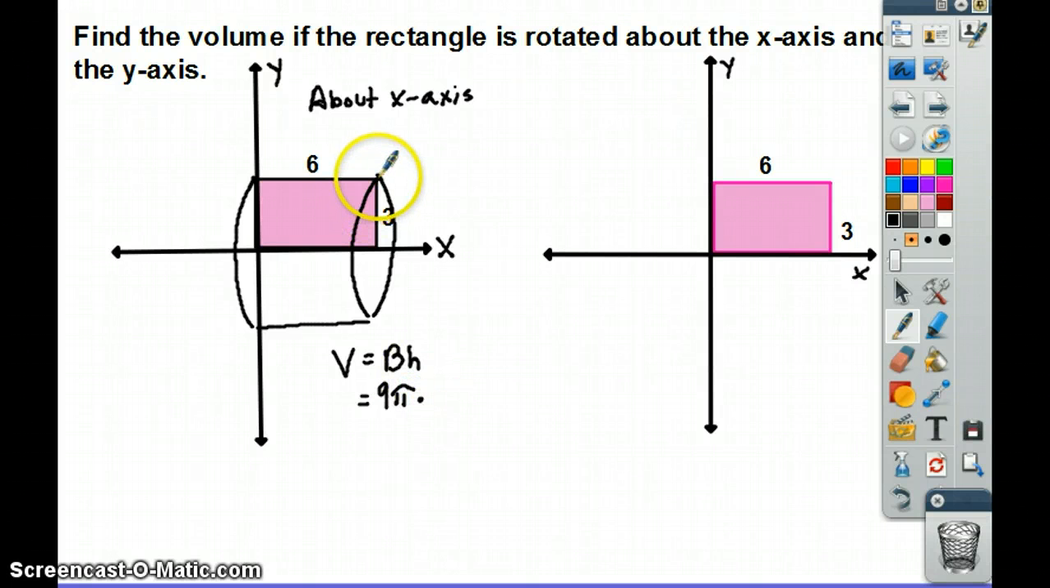The height of the cylinder goes from base to base, so the height's actually going left and right on this picture. I get 6. So 54 pi is the volume of this. And once again, if we were talking units, we would be talking cubic units, so inches cubed or meters cubed, whatever the case might be.